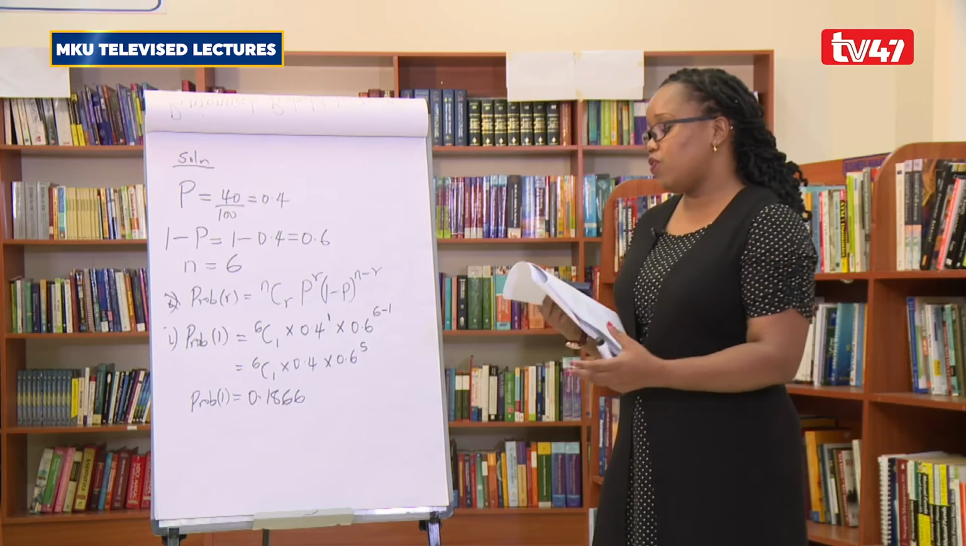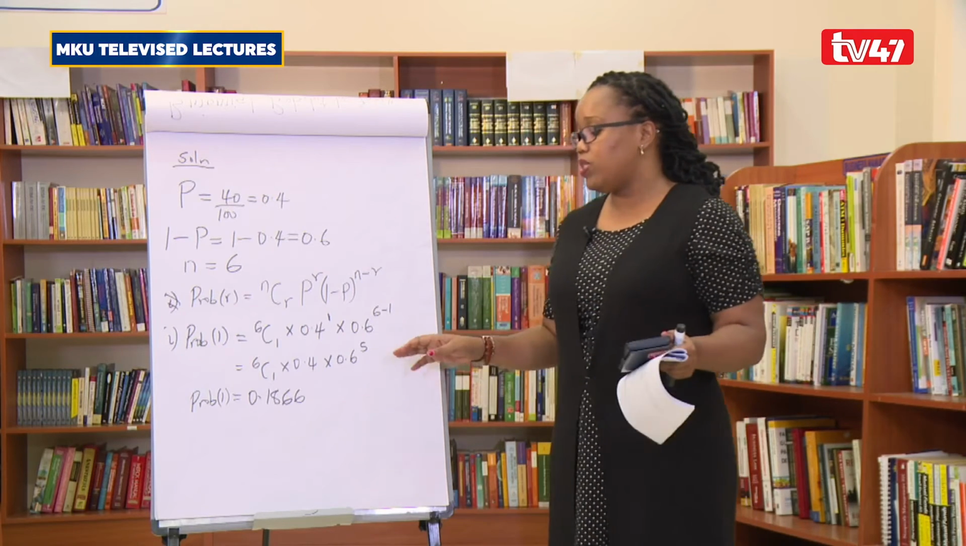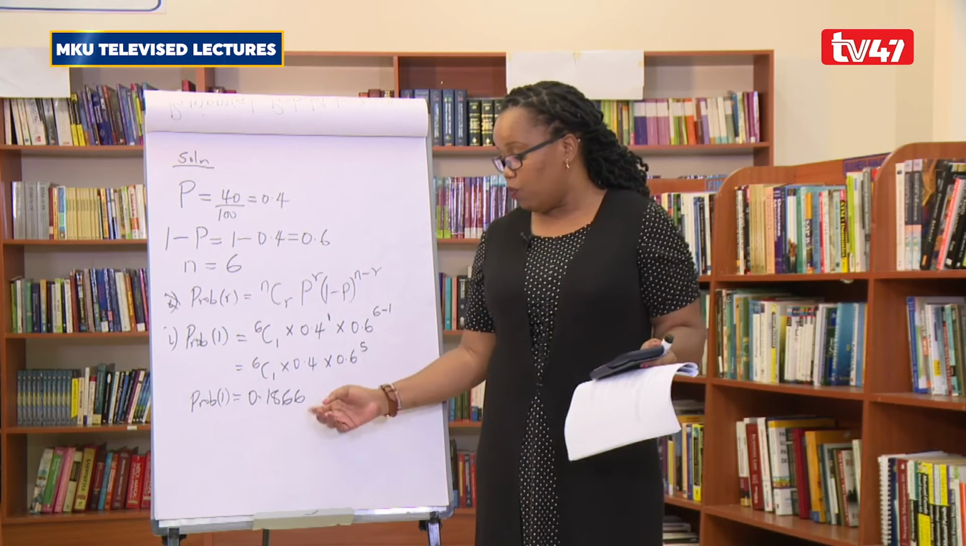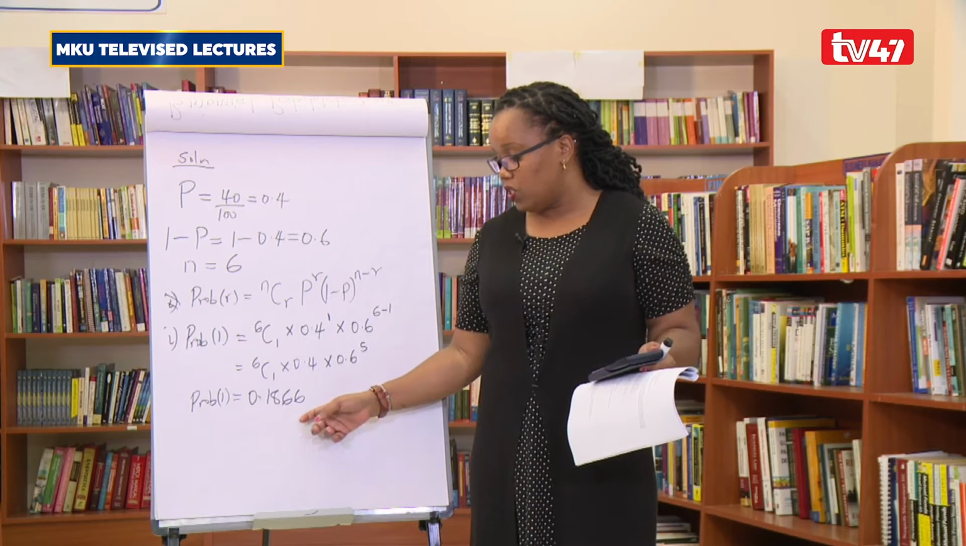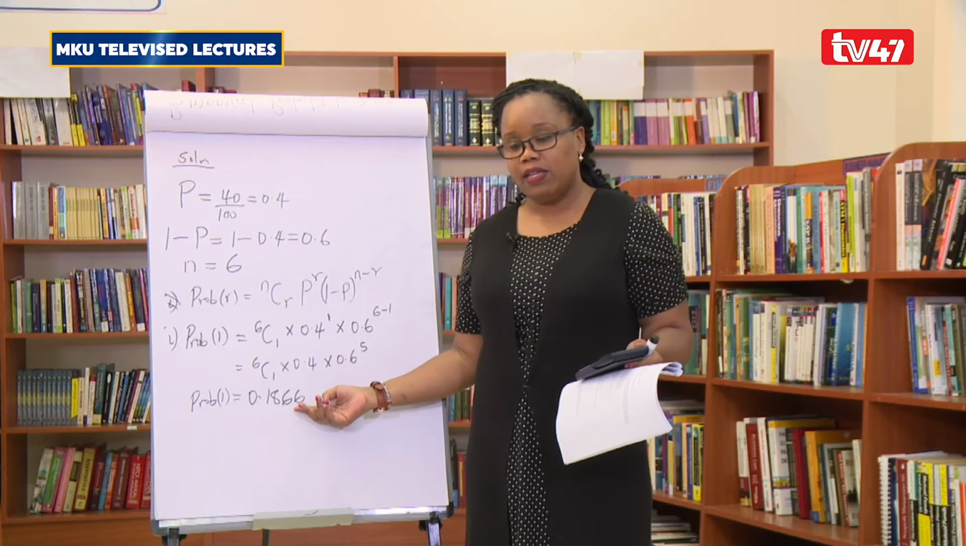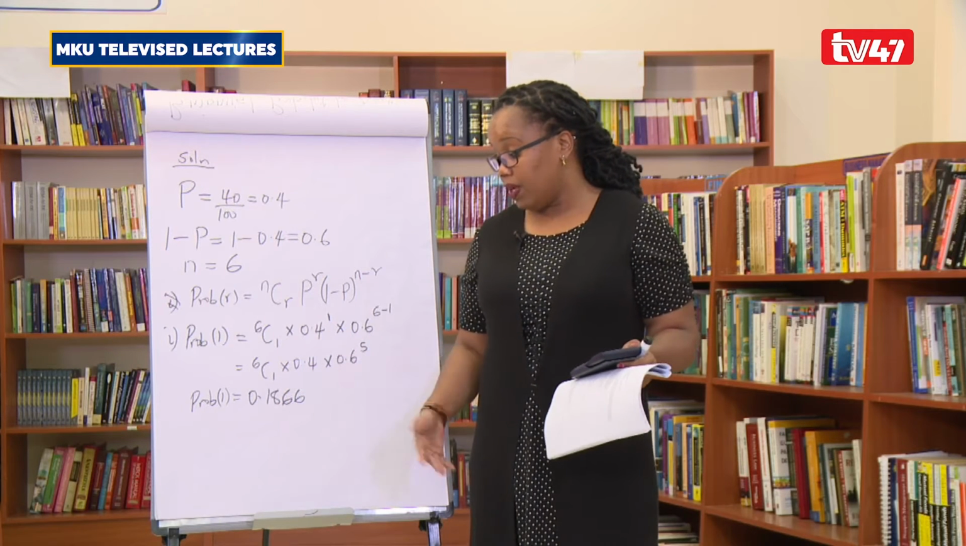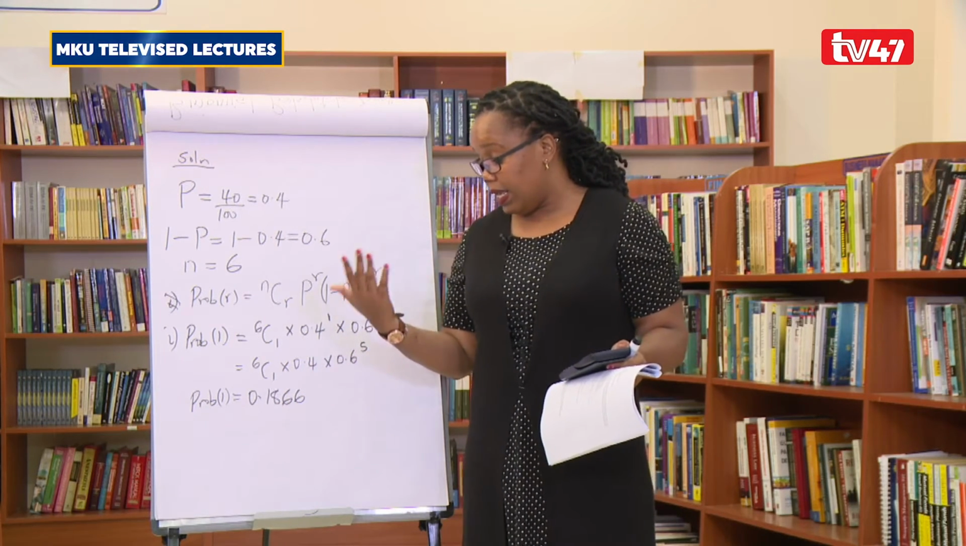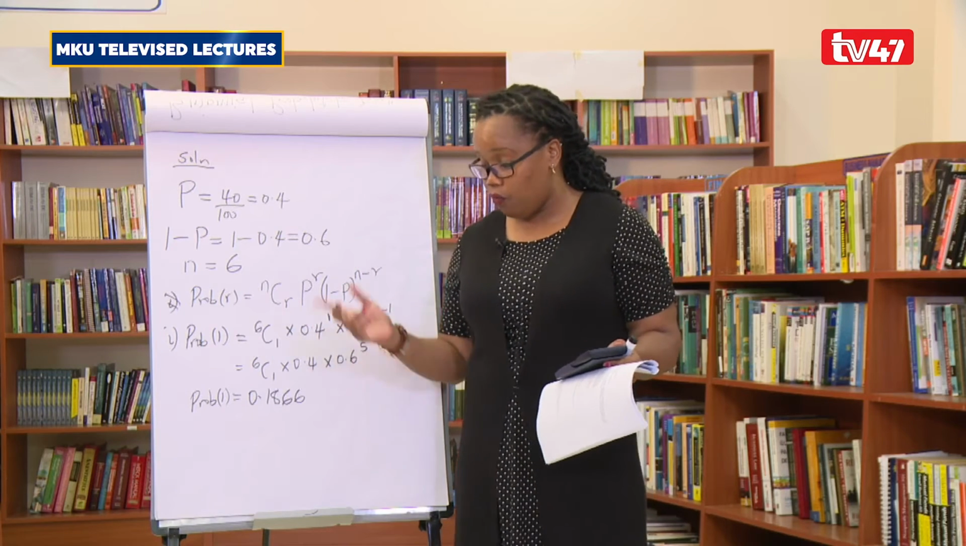The probability that only one person has the disease is 0.1866. Of course, for the layman, they would understand if you multiply by 100 to get the percentage. So this will be 18.66%. So they would understand when you say there's an 18.66% chance of one person having the disease.